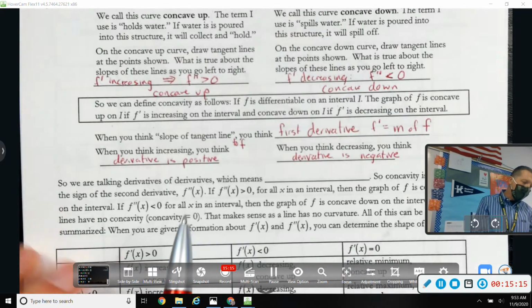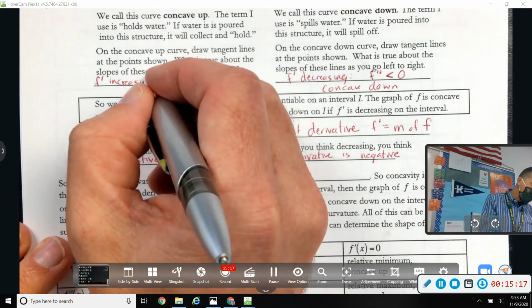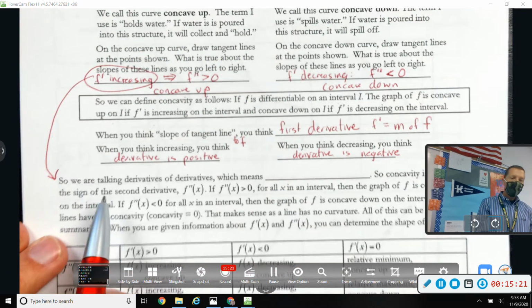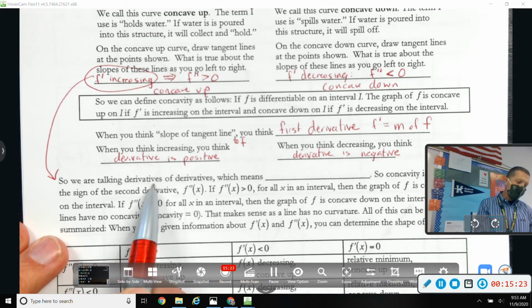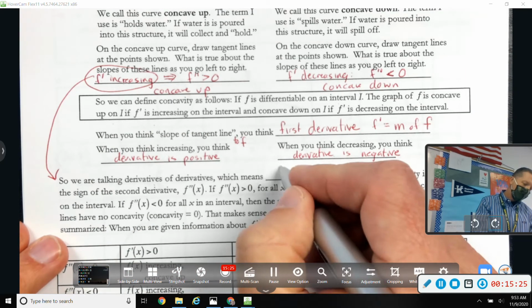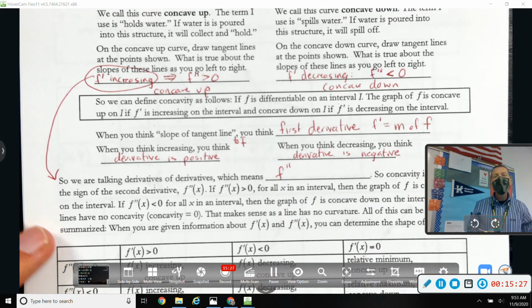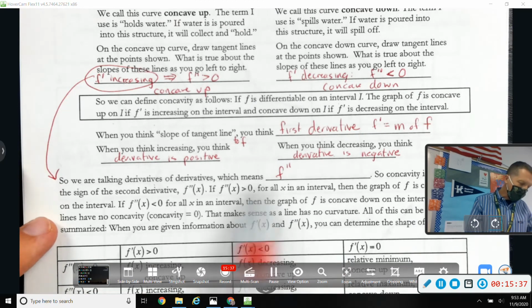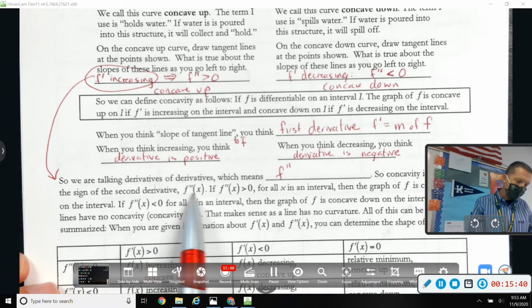So when we say f prime is increasing, then we're talking about a derivative of a derivative, which is the second derivative. So if the first derivative is increasing, that means the second derivative is positive. Concavity is related to the sign of the second derivative. Yes, we know all of that.